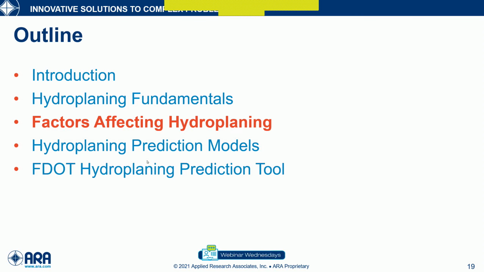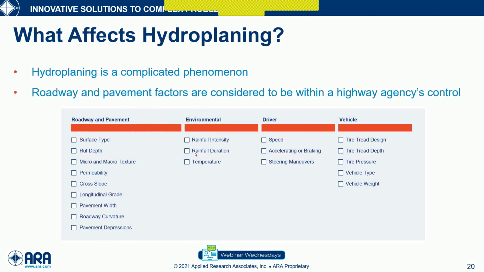So we saw the statistics and we saw the fundamentals. Now it's time to go over the factors that affect hydroplaning. So what affects hydroplaning, and more specifically the speed at which hydroplaning occurs?